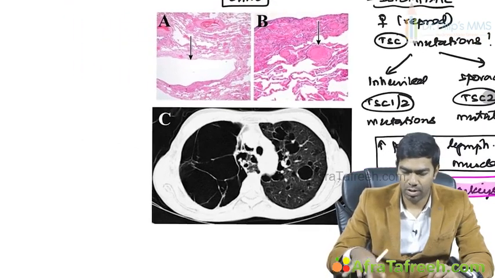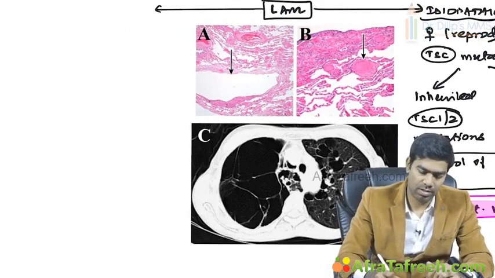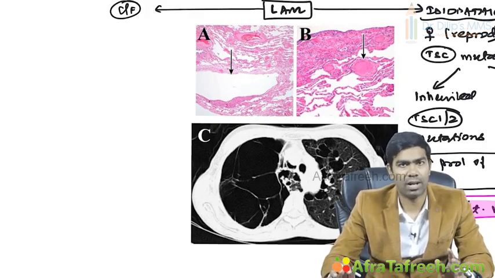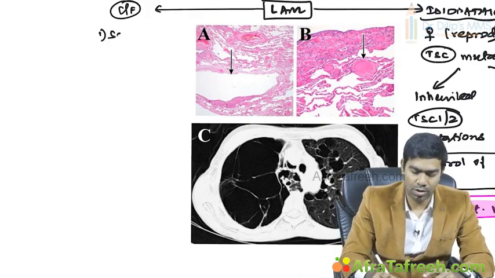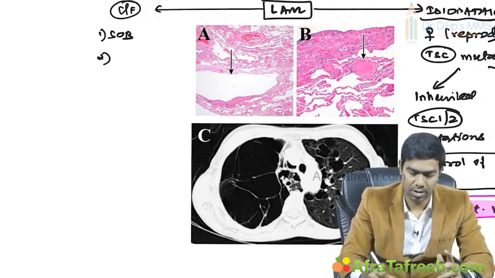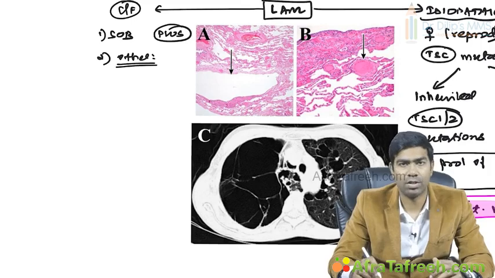Cool. Now, what about the clinical features? Some features are very specific for LAM, which are not seen very commonly in other ILDs. Obviously, they do have shortness of breath. This is nothing specific for LAM, but you might get some other features which will be of interest, that might tell you it is lymphangioleiomyomatosis.